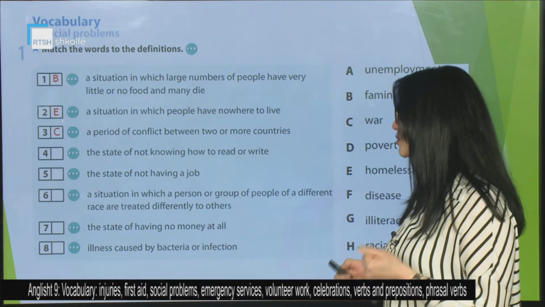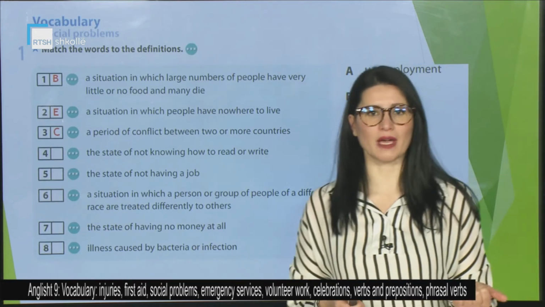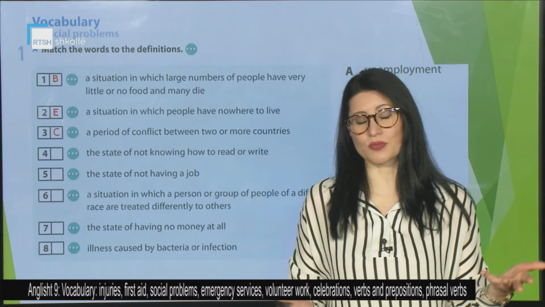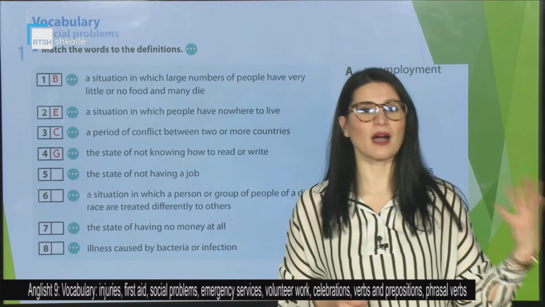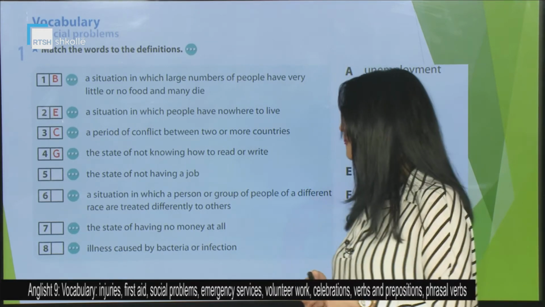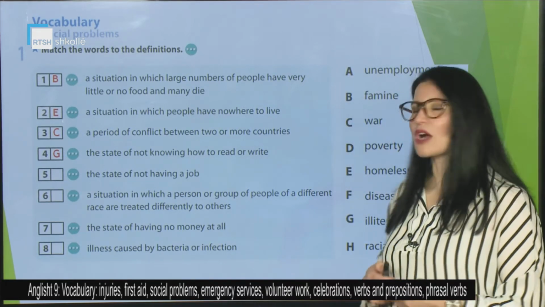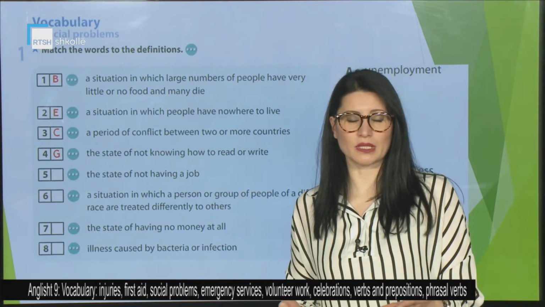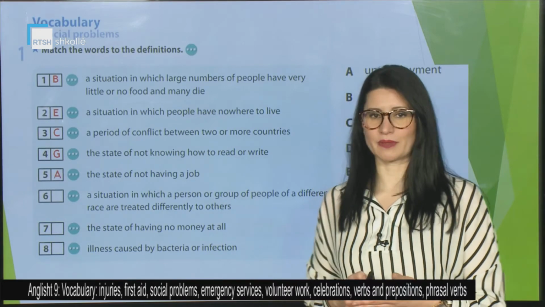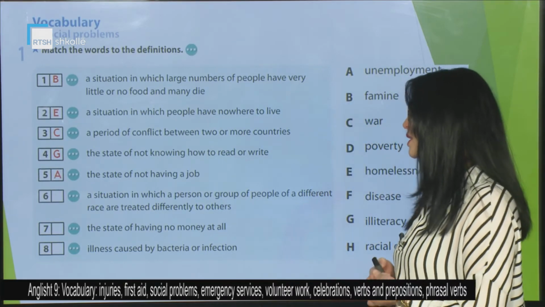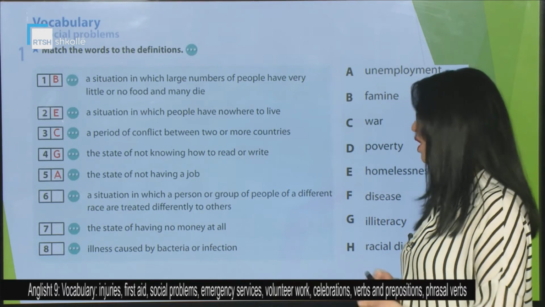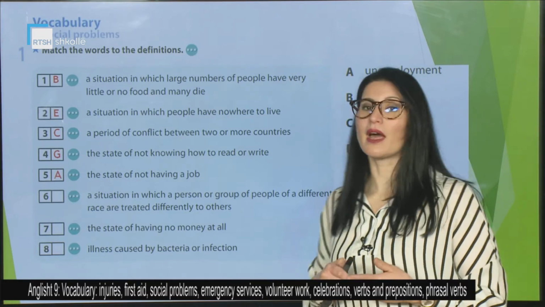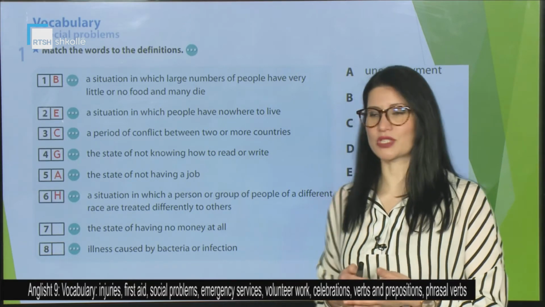The state of not knowing how to read or write. So these people do not know how to read or write, and this is the problem of illiteracy. Then we have the state of not having a job. If you don't have a job, you are not employed, right? So it is unemployment. A situation in which a person or group of people of a different race are treated differently to others, and it is racial discrimination.